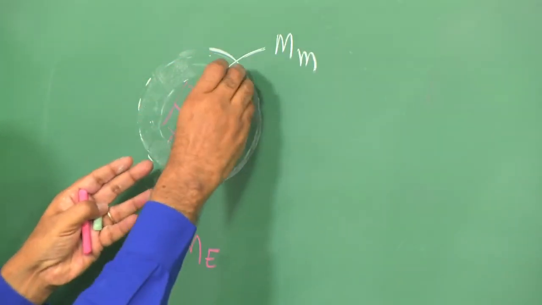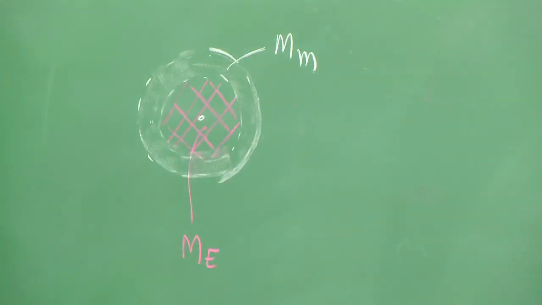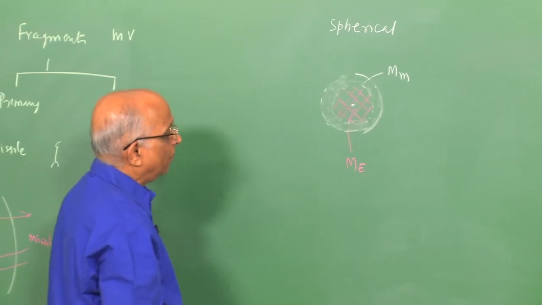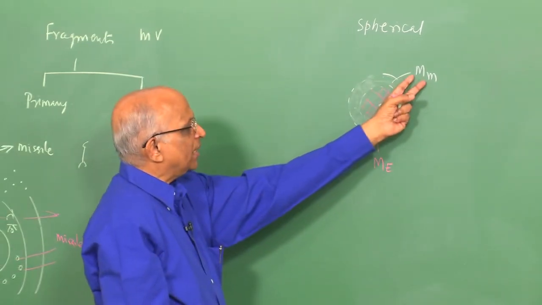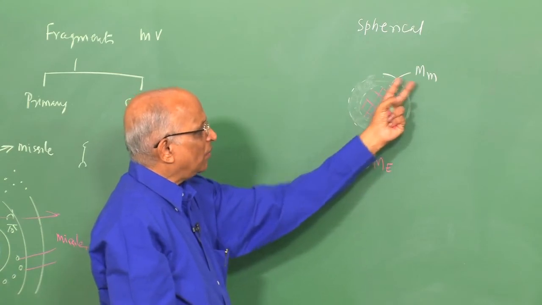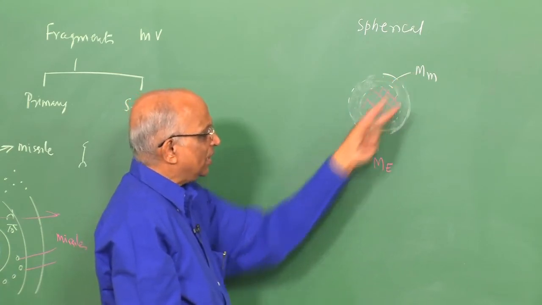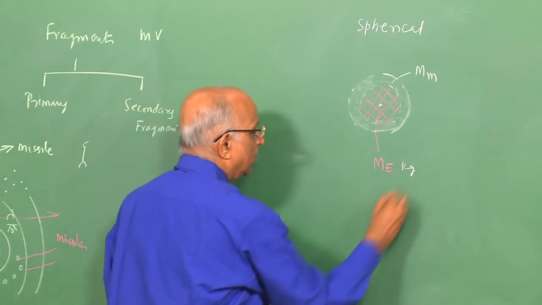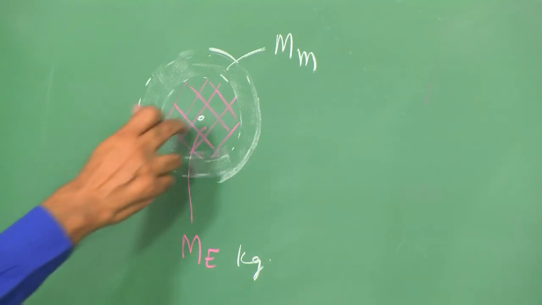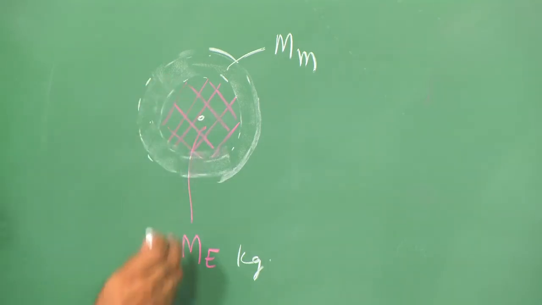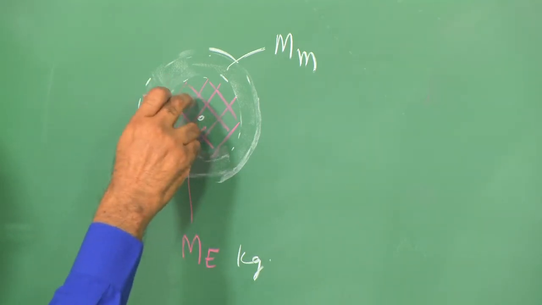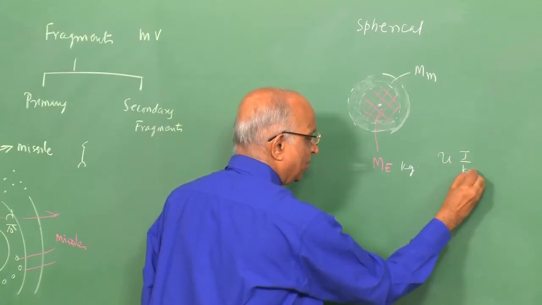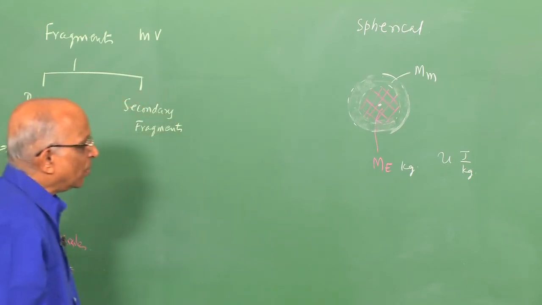Mind you, this all gets fragmented and is thrown in different directions. Therefore, I assume a spherical geometry. I assume that the mass of the casing is mm, and I want to calculate the velocity the fragments have. It holds an explosive of ME kg. Let us also assume the energy released from this explosive is U joules per kilogram.